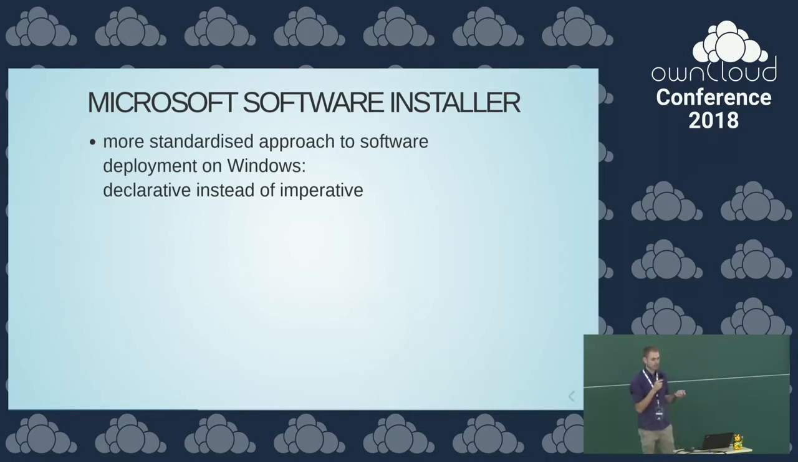So what we gain by that automatically is that we can remove a DLL from the ownCloud client folder, and Windows will know how to restore it, just without doing anything special.